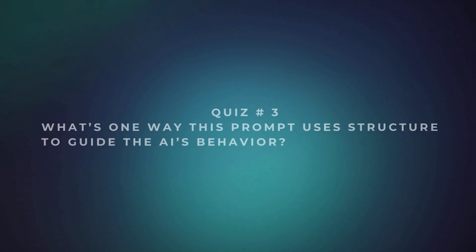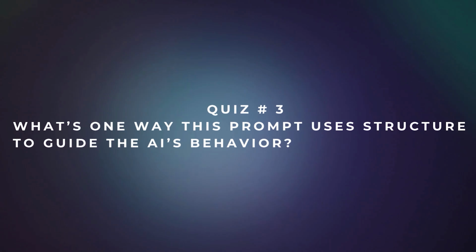Now, quiz number 3. What's the one way this prompt uses structure to guide AI behavior?